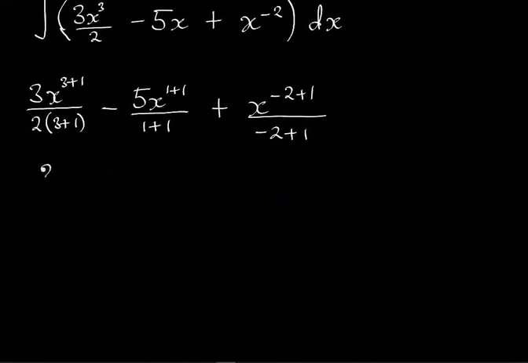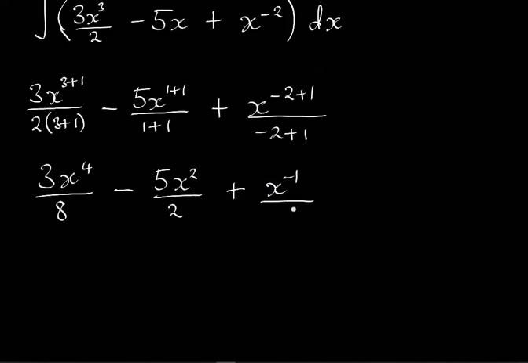Let me simplify first. So I have 3x to the power 4, then this is a 2, this is going to simplify to 4, so I have 8 in the denominator, and then 5x to the power 2 over 2. Notice here I've got a plus, but that minus is going to change things a little. Negative 2 plus 1 is negative 1, and I'm also going to have negative 1. So this is my final answer.